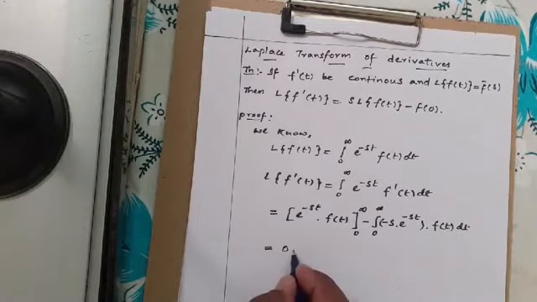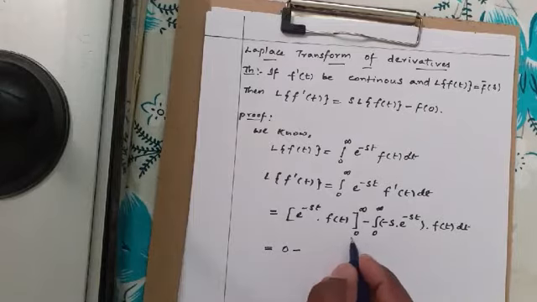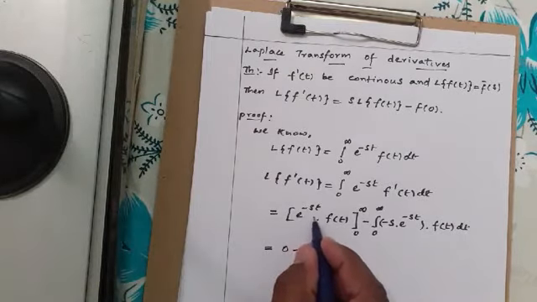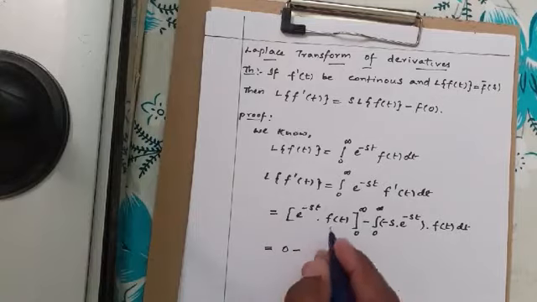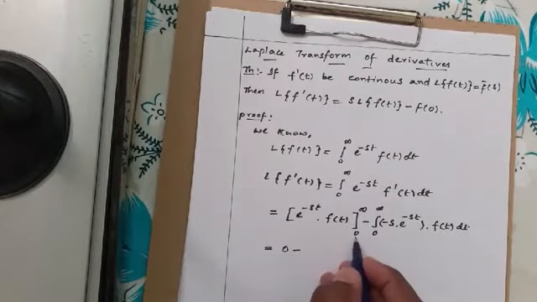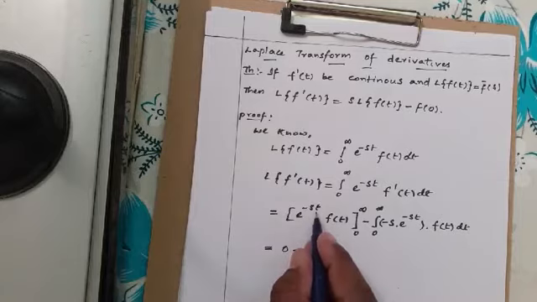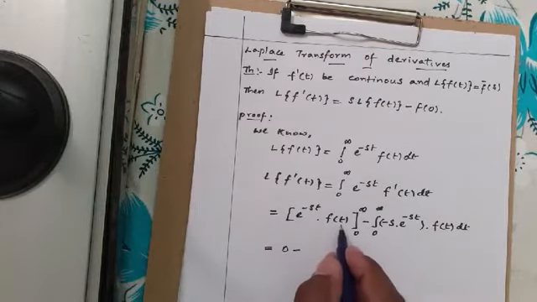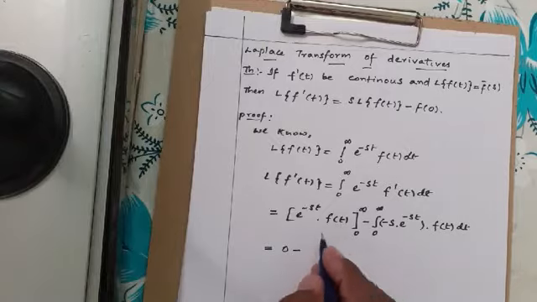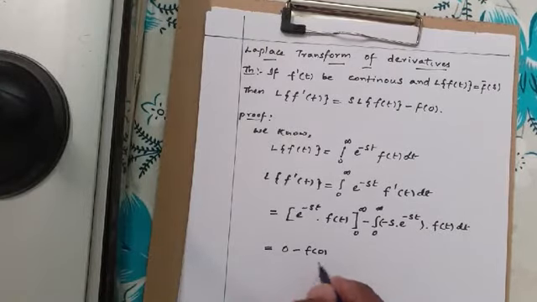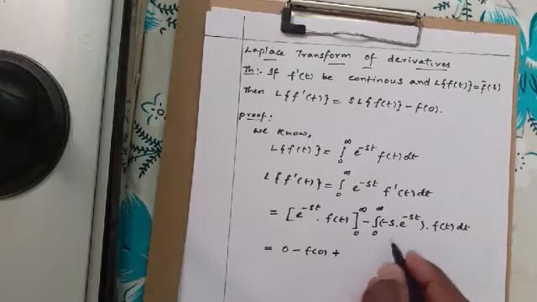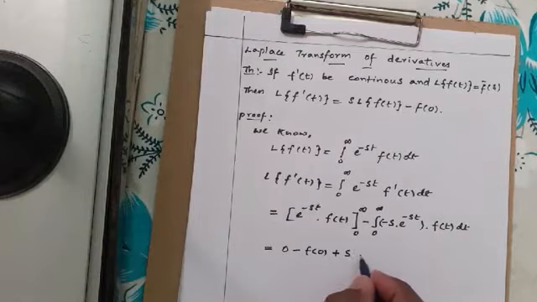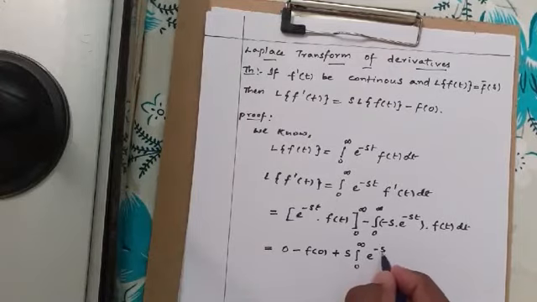Then minus the lower limit. If you apply 0 to t, here it becomes e power 0. E power 0 is 1. 1 into f of t, and here we are substituting 0 for t, so f of 0. You will get only f of 0. Then plus, minus into minus is plus, so you take s outside, then put integral 0 to infinity, e power minus st, which is the same as it is, into f of t dt.